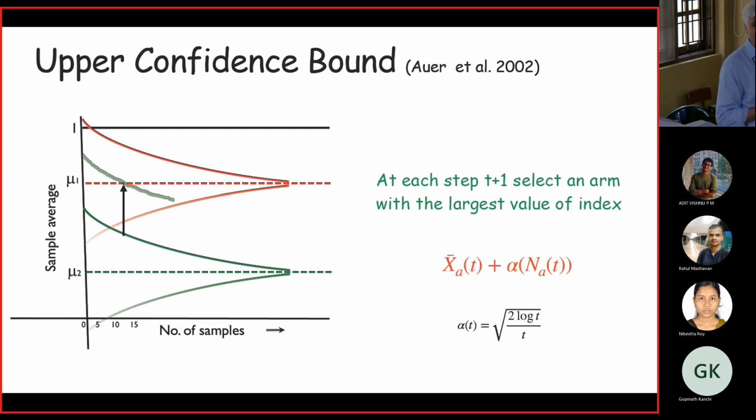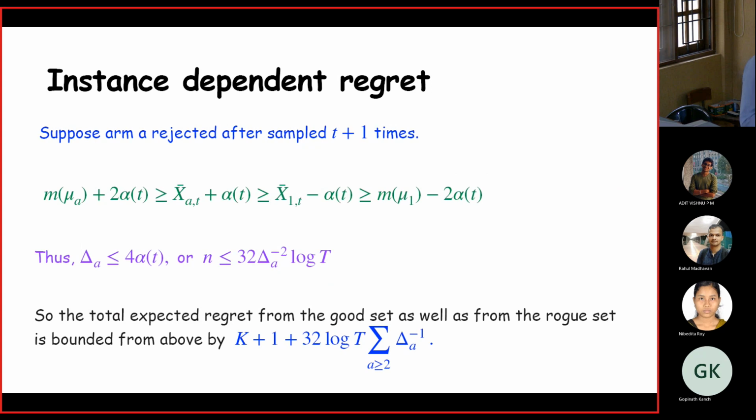And that's your UCB algorithm, upper confidence bound. What it says is, at each step t plus 1, select an arm with the largest value of the index. So for each arm, at every time t, I'll have some index. And I'll sample the arm with the largest value of the index. That's what I'll keep doing. That's my algorithm. Regret, right? Total expected regret. So I'm going to multiply this by delta A and then do the summation.